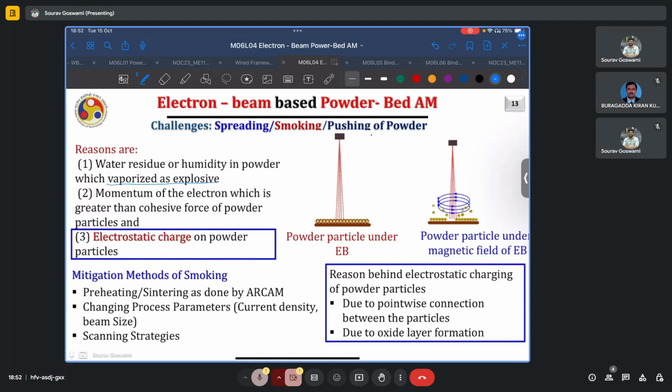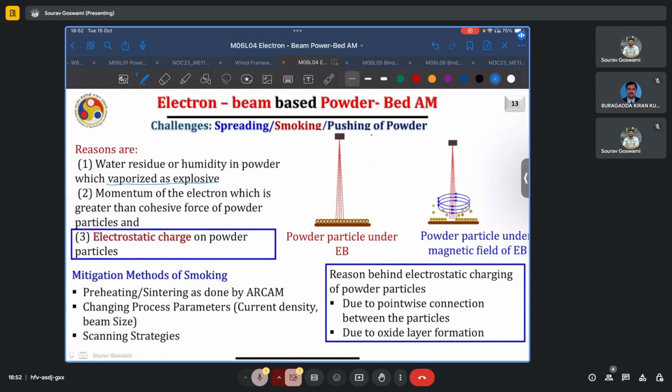The reason for such buildup of electrostatic charge is also given. This is typically explained by the pointwise connection between the particles, that is a non-conformal contact, and due to oxide layer formation. Say if your powders were exposed to an oxidizing environment and may have a layer of oxide formed on top of them, their conductivity will be affected severely, and such a phenomenon may be observed.